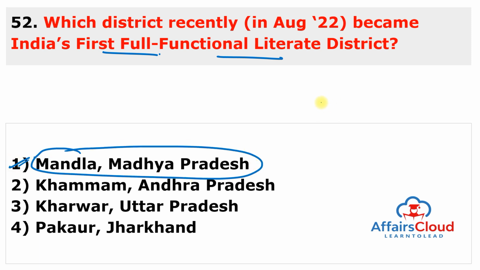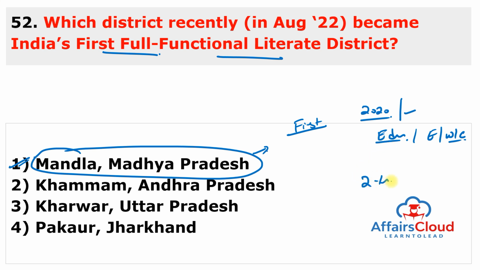So Mandla, which is a district in Madhya Pradesh, a tribal dominated region, has become India's first fully functional literate district. And in 2020, the district administration launched a campaign to make the residents of the district fully literate with the help of educators from the departments of education, women and child development and social workers. And the entire district became functionally literate within 2 years of the initiation, which made people of Mandla able to write their names, count and read. So remember, this is India's first fully functional literate district. This is Mandla district.